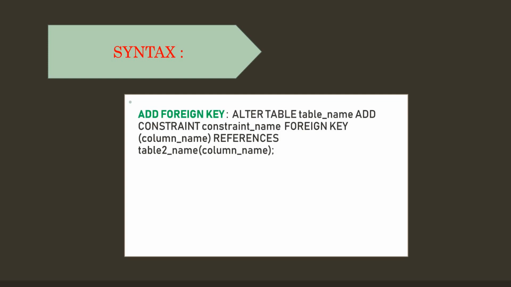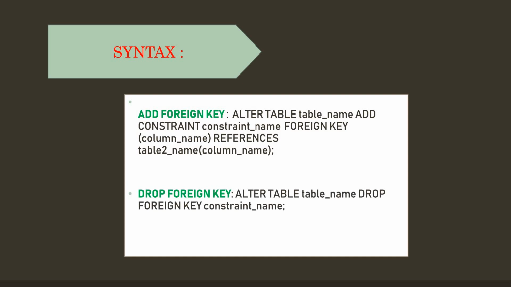In order to add foreign key in our table, we have to write alter table, then write the table name. After that, write add constraint followed by a constraint name, then write foreign key, then put the column name within parentheses just like this, then write references. After that, write the other table's name over here, then within parentheses put the column's name, which is actually the linking point between the two tables.